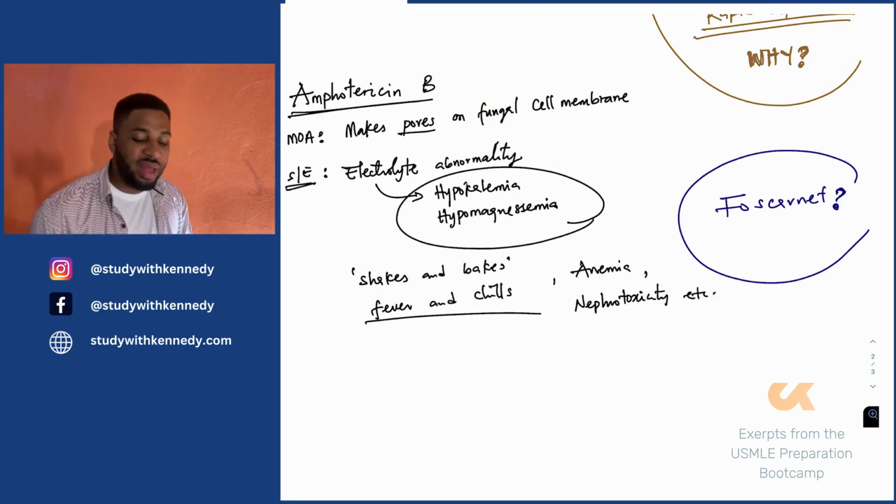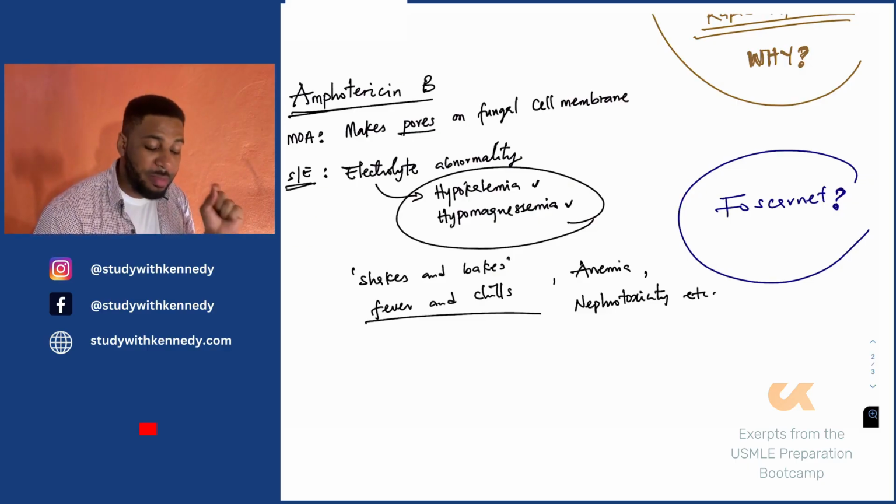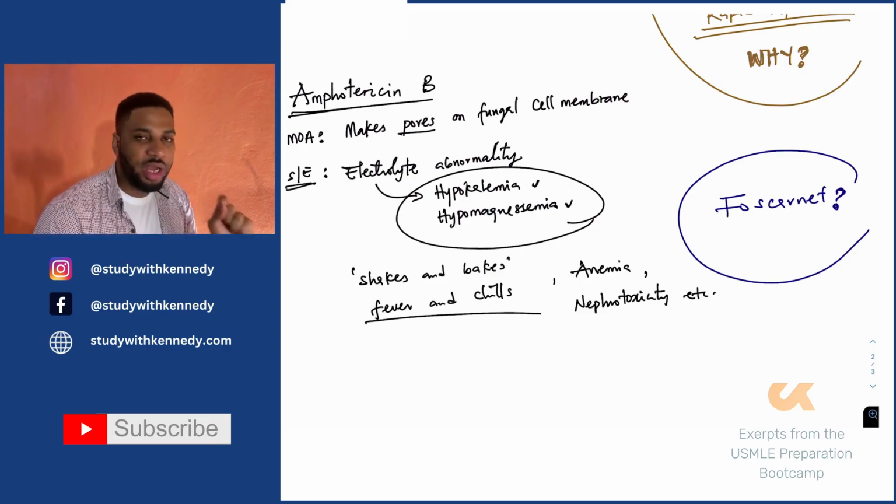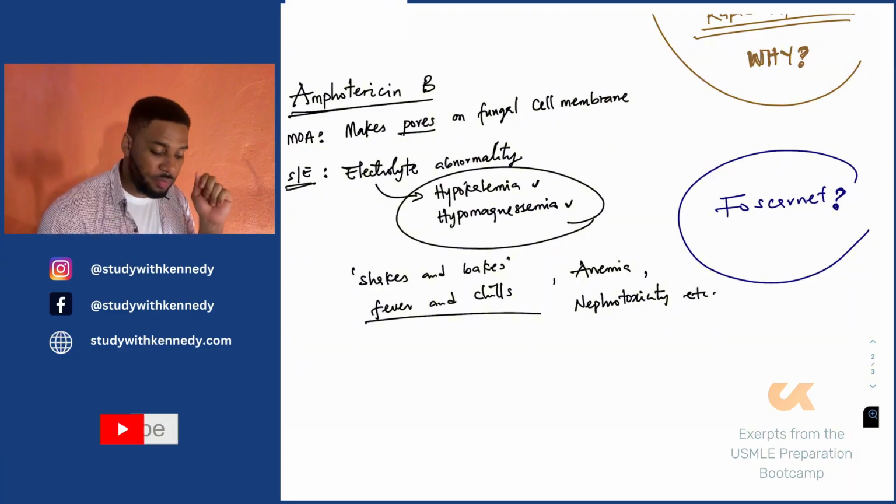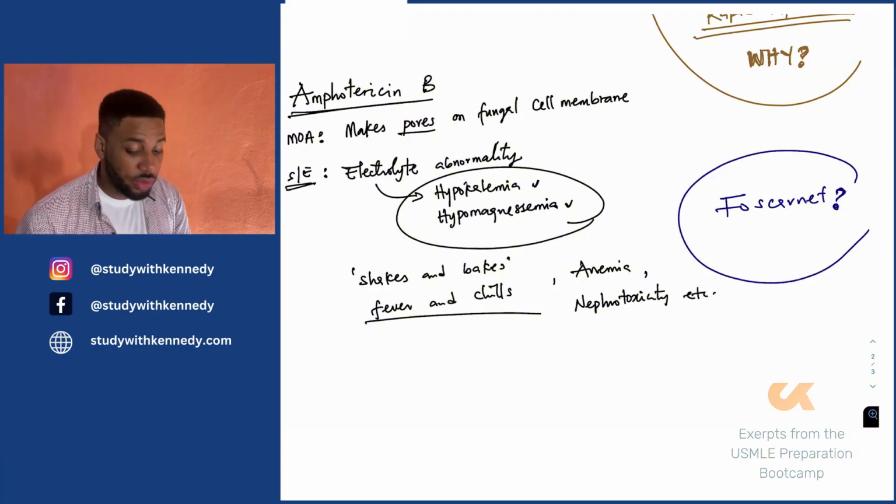etc. If there's anything I'm very interested in when it comes to amphotericin B, I need you to remember that it causes hypomagnesemia, hypokalemia, renal abnormality, fever and chills, whatever. Remember the mechanism of action. Amphotericin B makes pores on the fungal cell membrane. That would be important to use it for serious conditions.